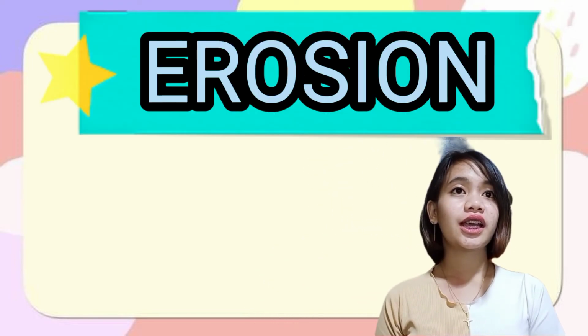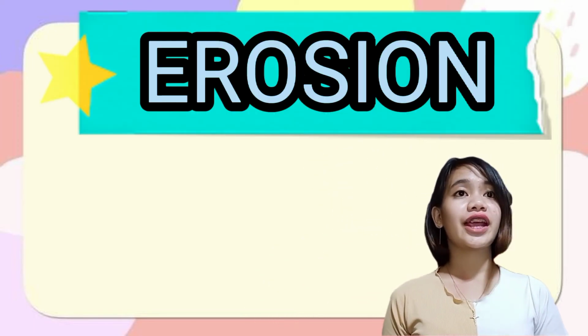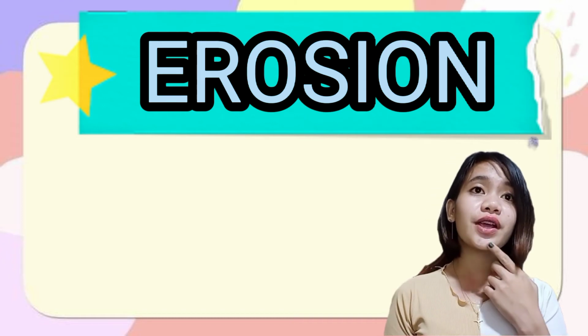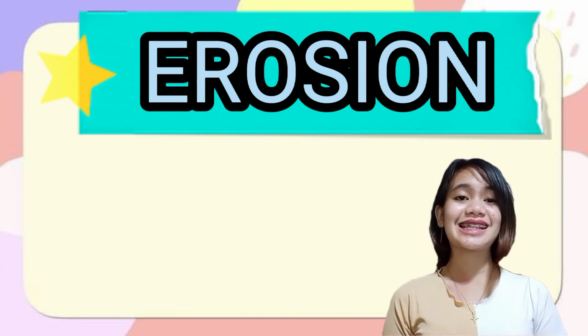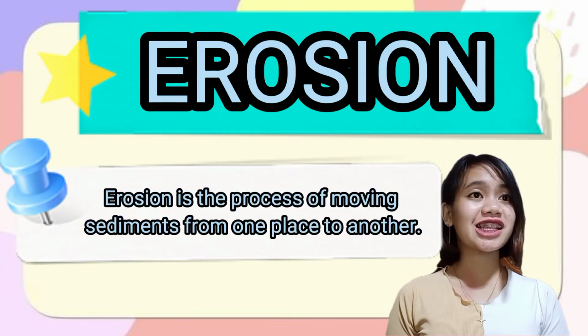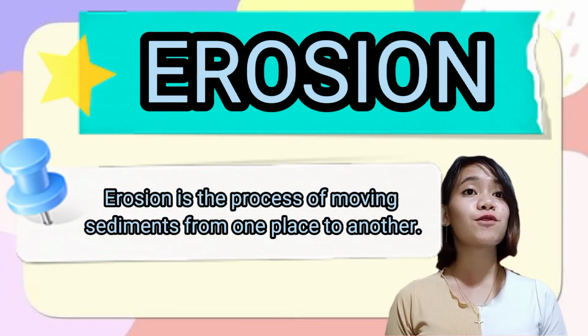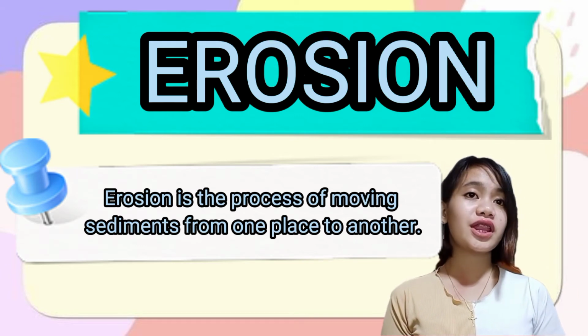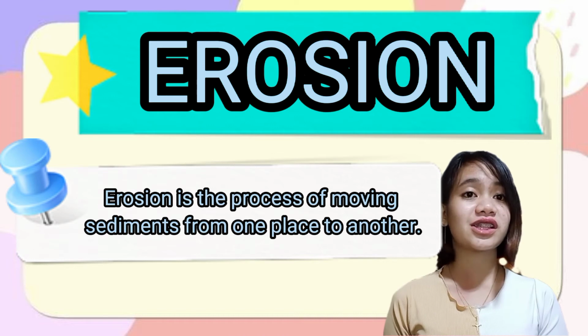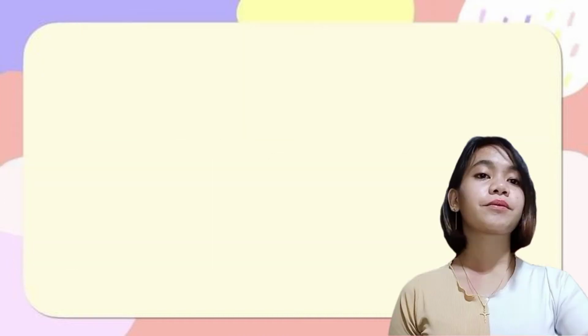For the next topic is the erosion. Don't confuse weathering with erosion. Weathering breaks up the Earth's surface into small pieces called sediments, right? Erosion is the process of moving sediments from one place to another. Like wind, water, gravity, ice, and humans are all causes of erosion.